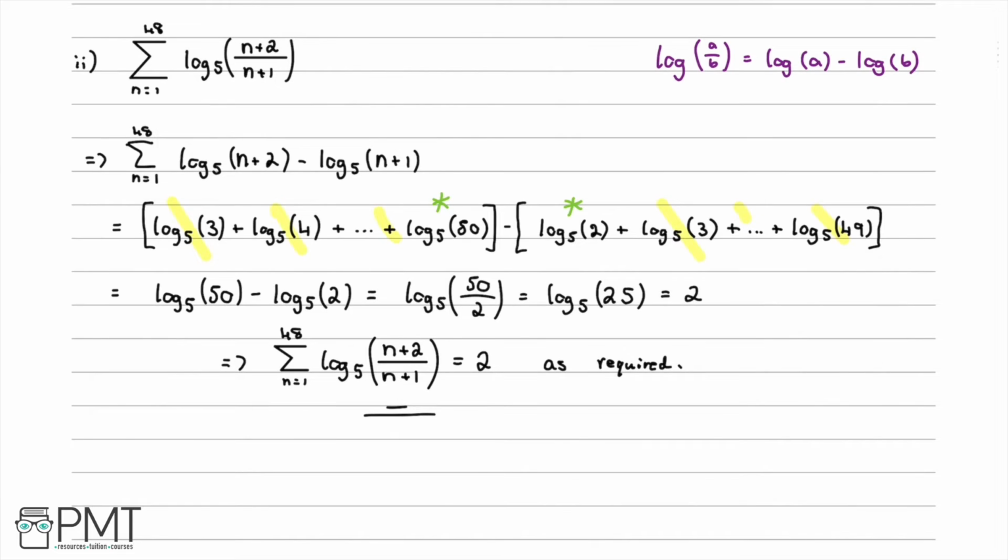And on the second part of the question, there were 3 marks available. We receive our first mark for using the log laws. We then receive our second mark for writing out all of the terms and having a think about cancelling them out. And then we receive our third and final mark for coming to the correct conclusion.